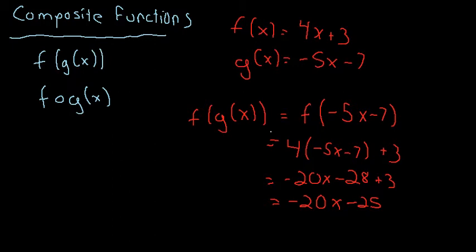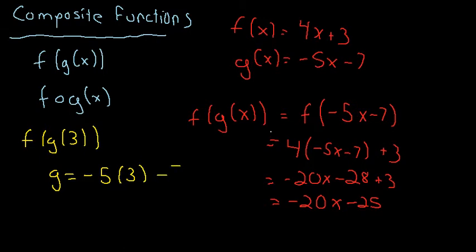Another type might be, let's say we want to figure out what f of g of 3 is. Well, g of 3 is easy to figure out. 3 is taking the place of x. G just tells us to do certain things to 3, or x, or whatever's inside. We're going to multiply by negative 5 and then subtract 7. So that leads us to negative 22.